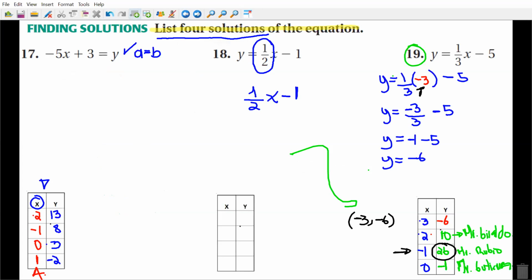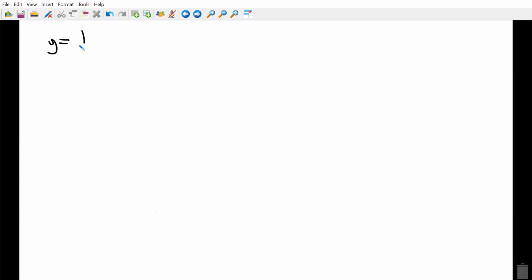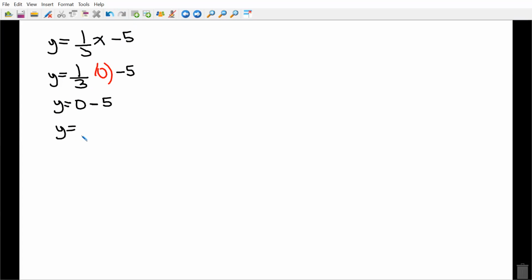1/3 x. Let's check it. Y is equal to 1/3 x minus 5. You replaced your x for a 0. And you know, guys, that any number times 0 is equal to 0. And how much is 0 minus 5, Mr. Gutierrez? How much? 0 minus 5. Negative 5. Okay, Mr. Gutierrez? Yes, teacher, yes.